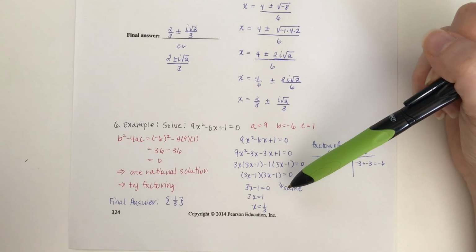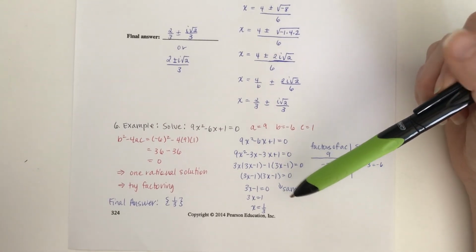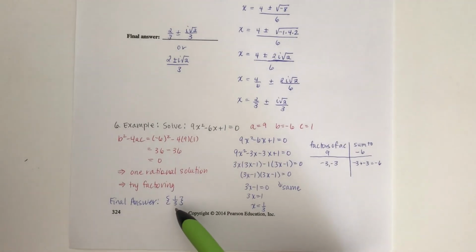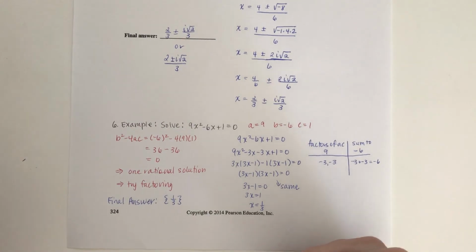Both of these are going to turn out to give us the same solution, x equals 1/3. So we end up with just one solution. Our final answer is 1/3. So I wanted to show you what happens when the discriminant equals 0, even though it wasn't on your notes.